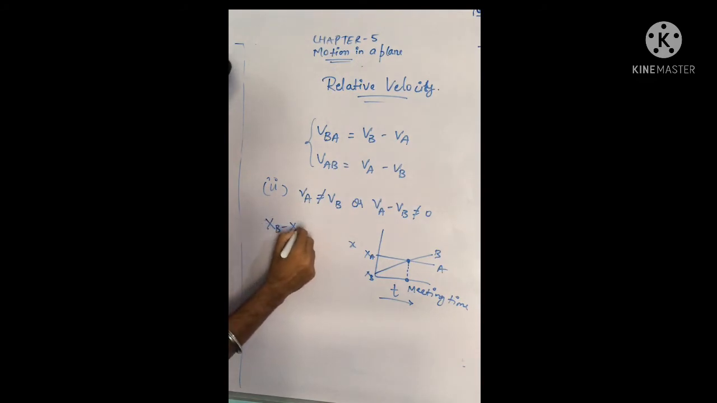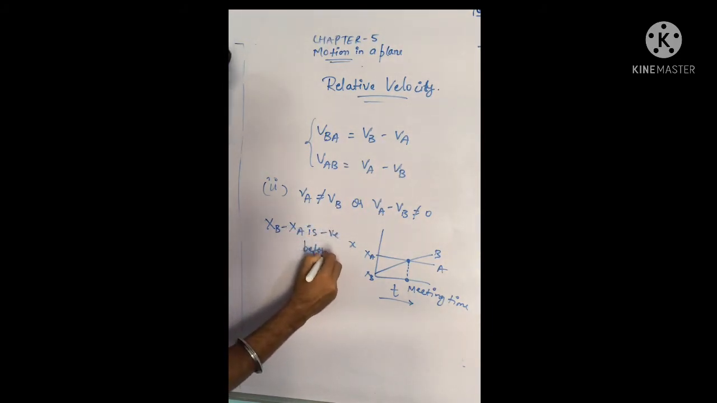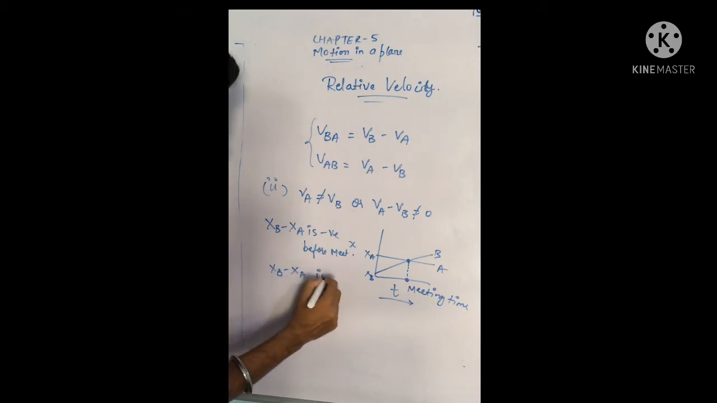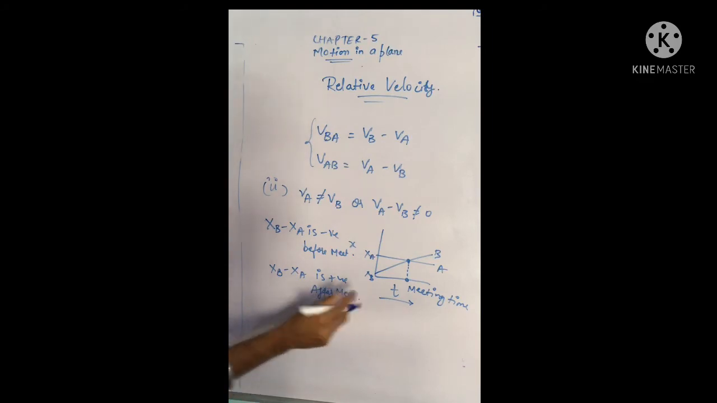XB minus XA is negative before the meeting time. Before they meet, XB minus XA is negative, and after they meet, XB minus XA is positive. Okay, so these two cases you have to remember.